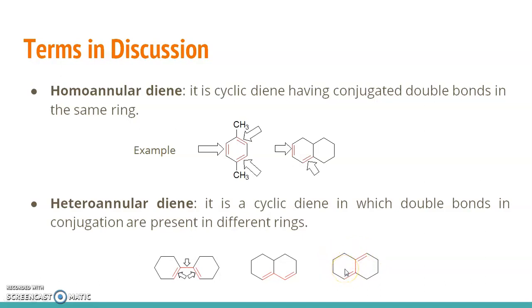So it is a heteroannular diene. So we have differentiated between the homoannular dienes and the heteroannular dienes. If the dienes are present in the same ring system, that is called homoannular, or if it is a conjugated diene but the double bonds are not present in the same ring system, then we call it a heteroannular diene.